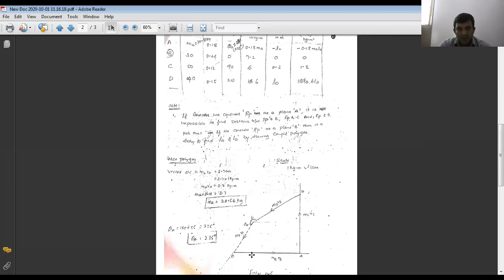Once you get MA, then what is theta A? From the point C, draw a horizontal line. With respect to the horizontal line, measure the CO line. How much do you get? 180 plus 55 will get 235 degree.